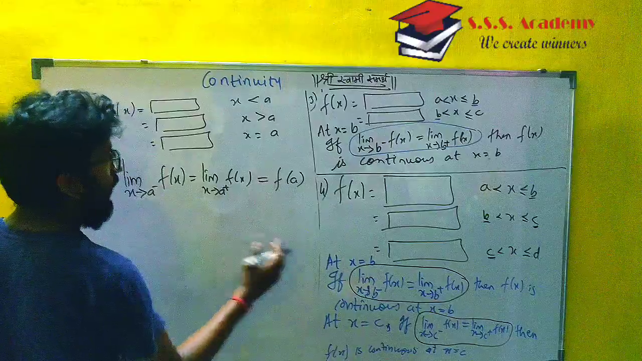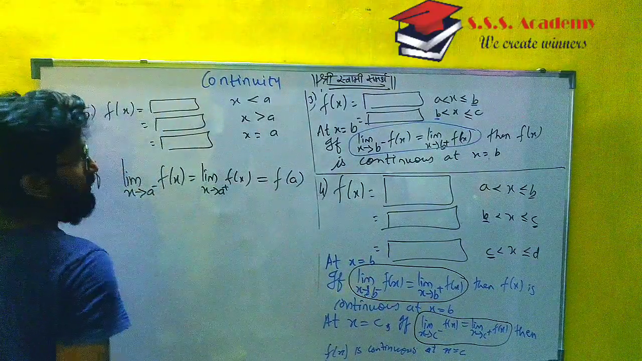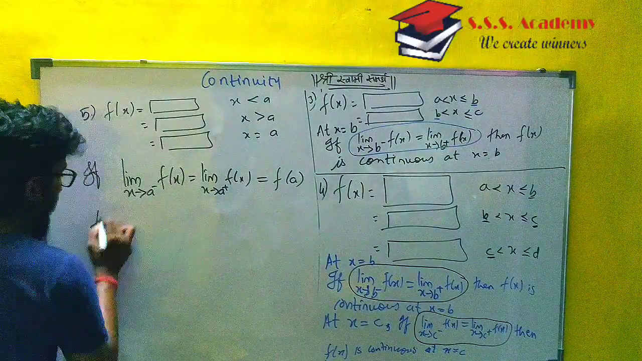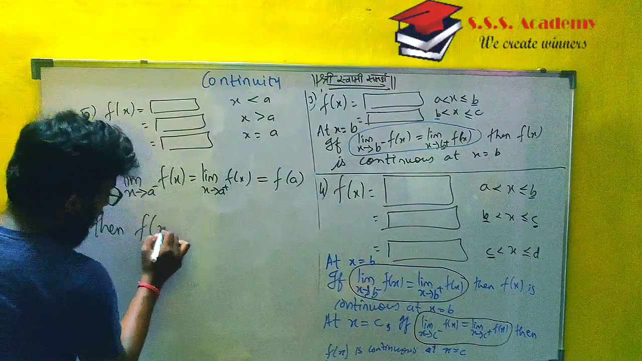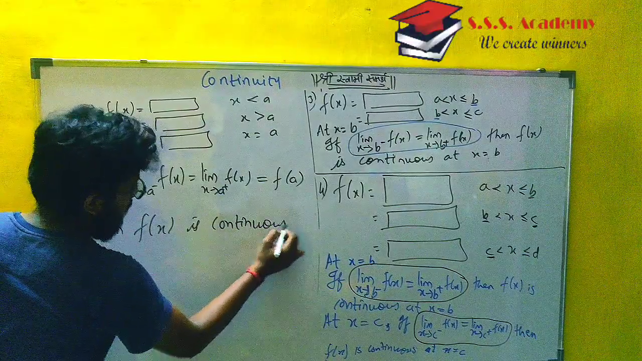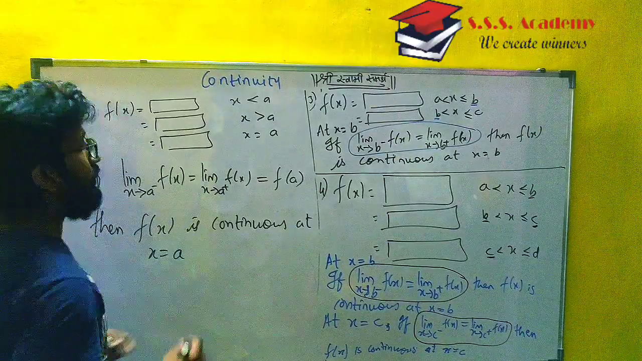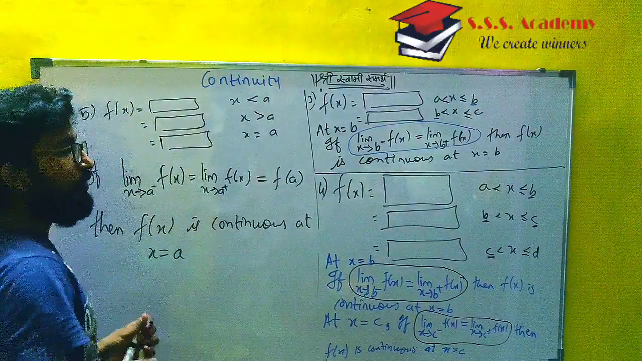If all three of these are equal, that is the left hand limit, the right hand limit, and the value of the function at x equals a, then we'll say that f of x is continuous at x equals a. Okay, so these are the conditions.